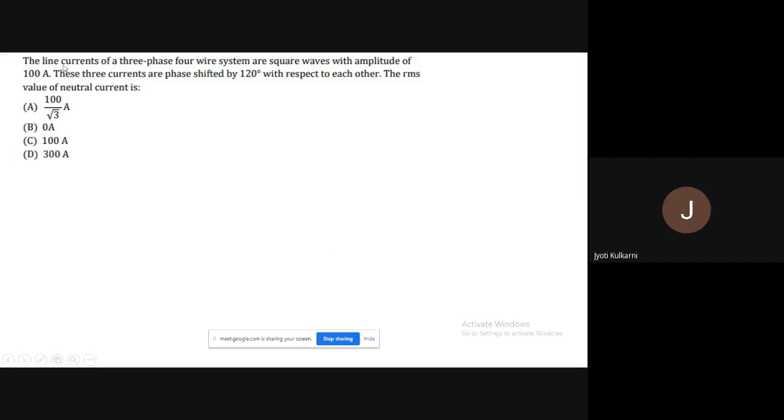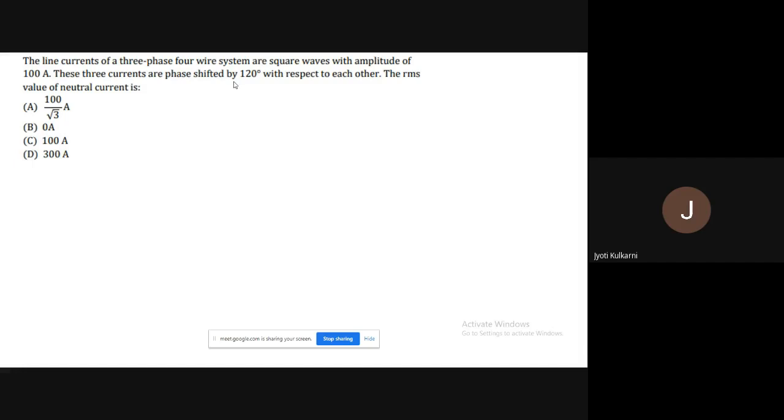The first sentence is important. The line currents of a three-phase four-wire system. A three-phase four-wire system gives you the idea that it is a three-phase system. It will have three terminals and will carry three different currents, one in each terminal, like R, Y, B. And the current flowing through these three wires R, Y, B has an amplitude of 100 and the shape, form or type is square.